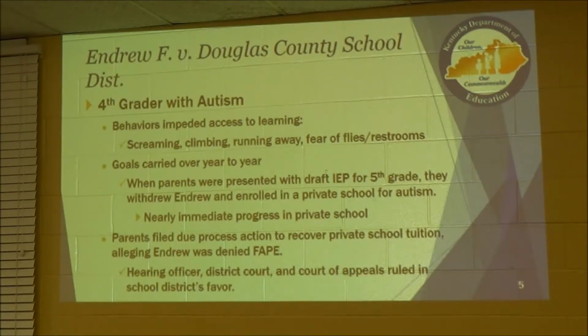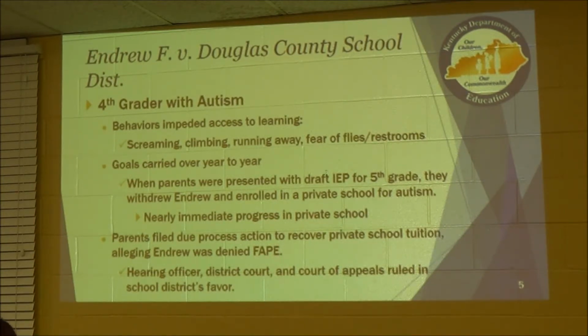So they withdrew Endrew and they enrolled him in a private school specifically for autism. They noticed nearly immediate progress in this private program, where they felt that he really wasn't progressing much. Second, third, fourth grade year, immediately whenever he enters this private program, they begin to notice progress. So the parents filed a due process action to recover their private school tuition. They said, school district, we want you to give us our money back because you haven't been providing our son with FAPE. And he's now getting the FAPE in this private placement that we paid for out of our pocket, so you need to reimburse us because that's your responsibility to provide FAPE.